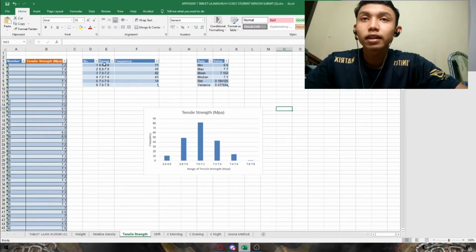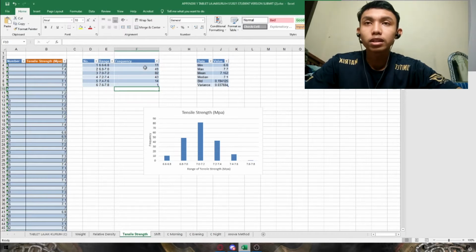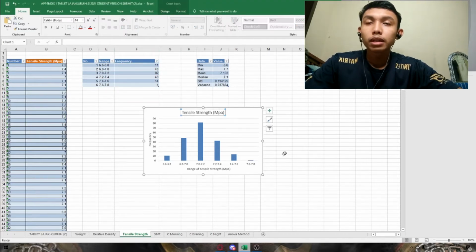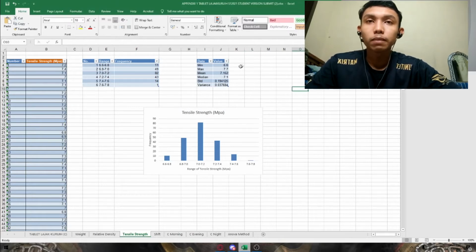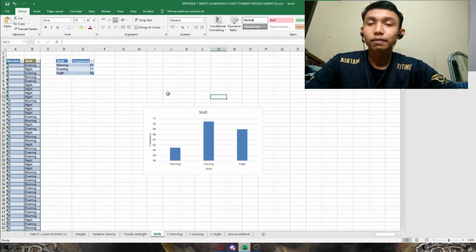And for the tensile strength, we sort the range for 0.2. Here is the frequency and here is the bar chart, which is like bell shape. The minimum is 6.6, the maximum is 7.7, the mean is 7.152, median is 7.1, standard deviation is 0.194, and the variance is 0.0376. Lastly, for the shift, this is the frequency and this is the bar chart.